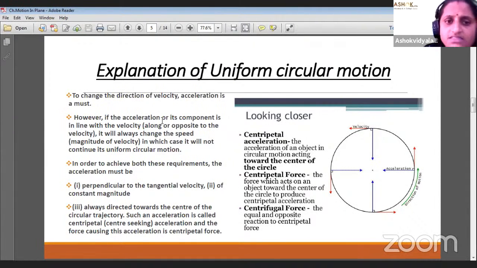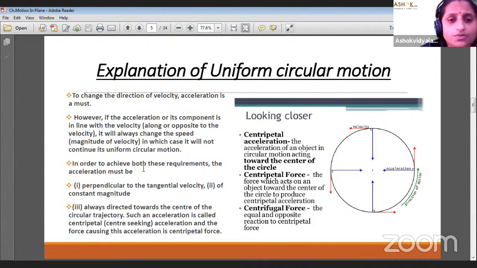However, if the acceleration or its component is in line with the velocity, along or opposite to the velocity, it will always change the speed, that is the magnitude of velocity, in which case it will not continue its uniform circular motion. When the magnitude of velocity is constant, then that motion is called uniform circular motion.